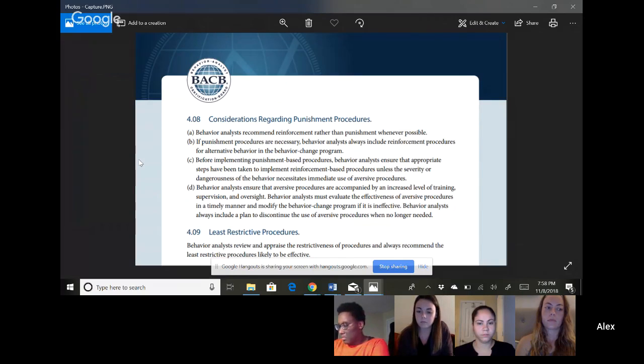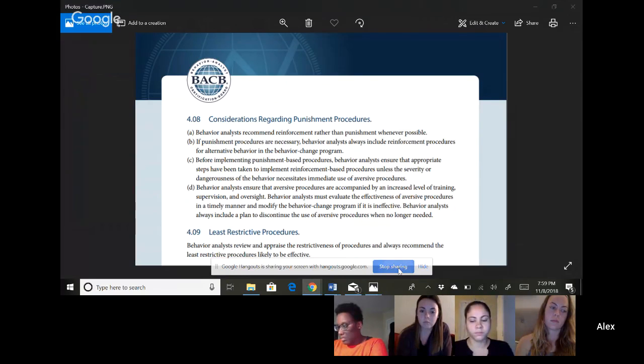Like Megan said, if it's going to cause harm to the client or anyone else around the client. Behavior analysts also ensure that aversive procedures are accompanied by an increased level of training, supervision, and oversight. This can help to reduce the misuse of the restraints. And then Code 4.09 says least restrictive procedures. It is always appropriate to use the least restrictive procedures, and it's always recommended that they're likely to be effective for the intervention.